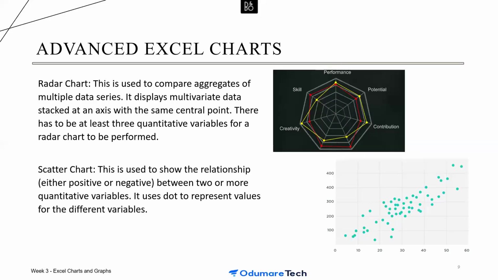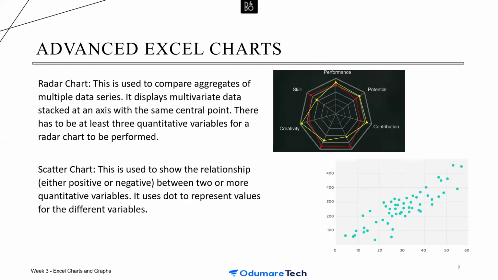All right. So the advanced Excel charts, we have some advanced Excel charts that people don't usually use. Out of these is the radar chart and the scatter chart. There are even other charts that we are going to be looking at as we move forward in the slides. The radar chart is basically used to compare aggregates of multiple data series. It displays multivariate data stacked at an axis with the same central point.